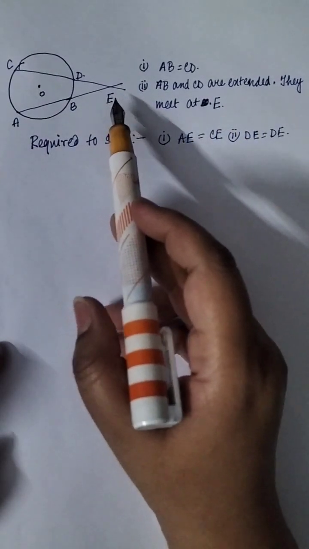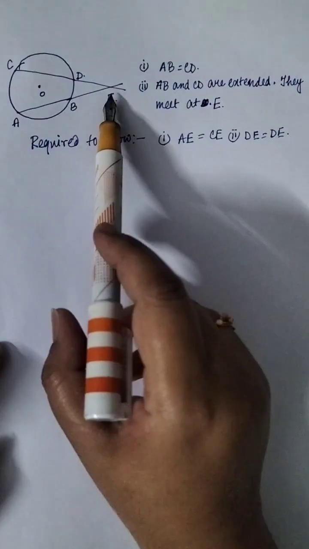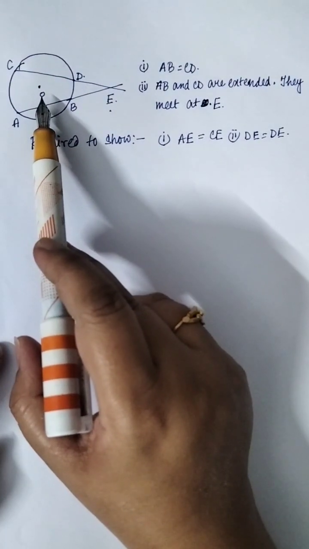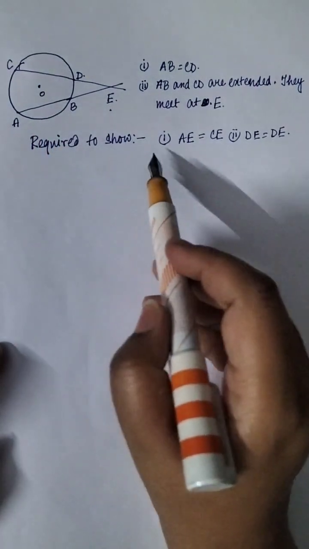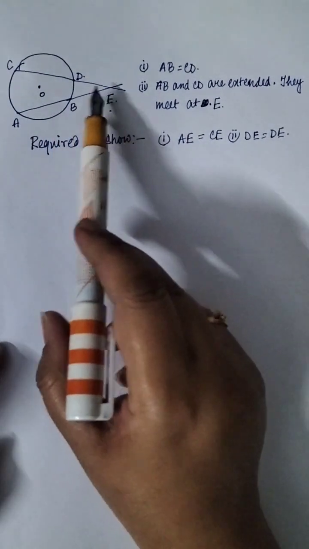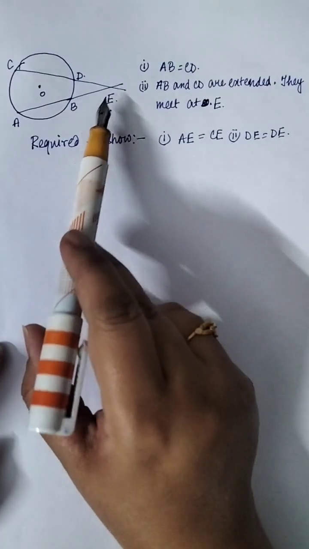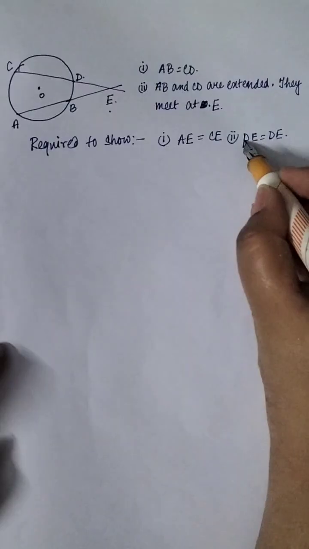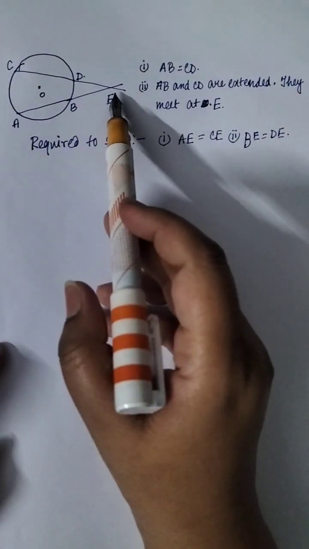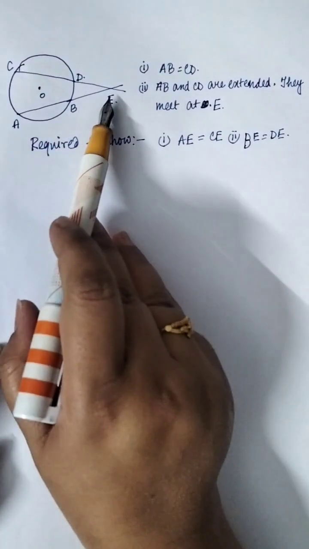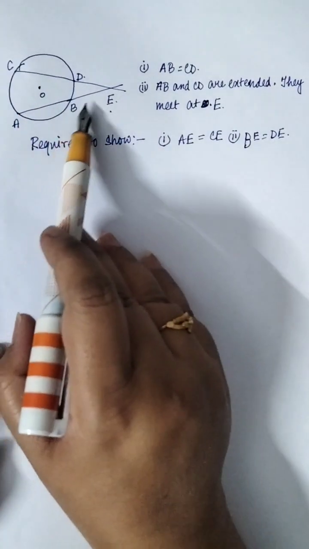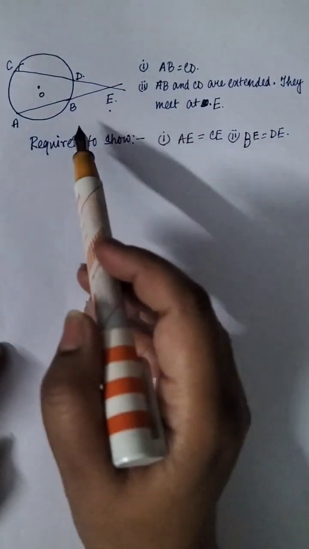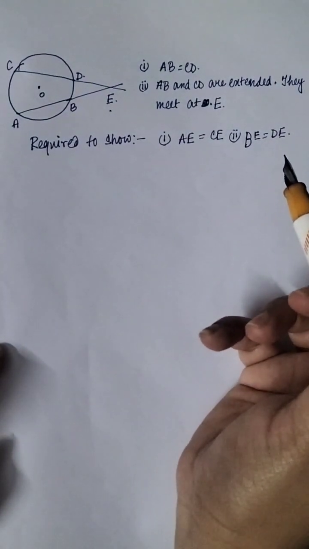Here in this figure, we can see this. AB and CD are extended to meet at the point E. Okay. If O is the center of the circle, as given in the figure, then show that AE's length equals CE's length as well as BE's length equals DE's length. That means we have to show AE equals CE as well as BE equals DE. Okay. So again, the equalities are to be shown, right?